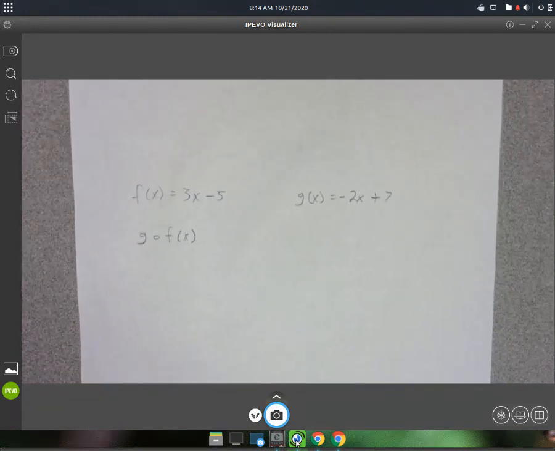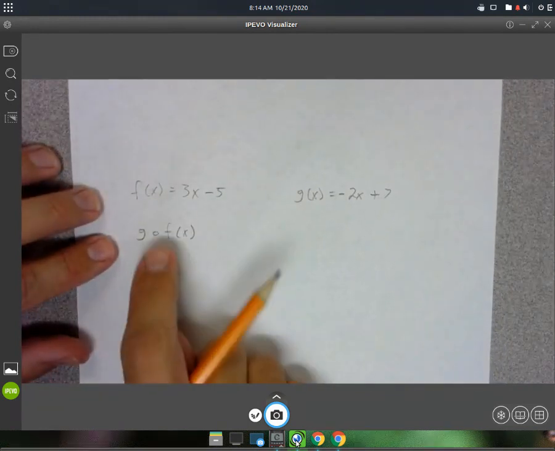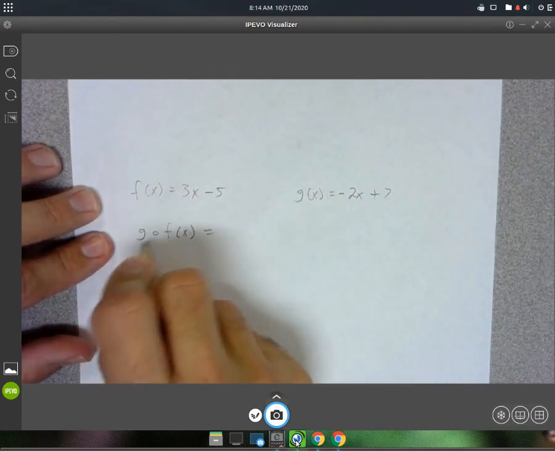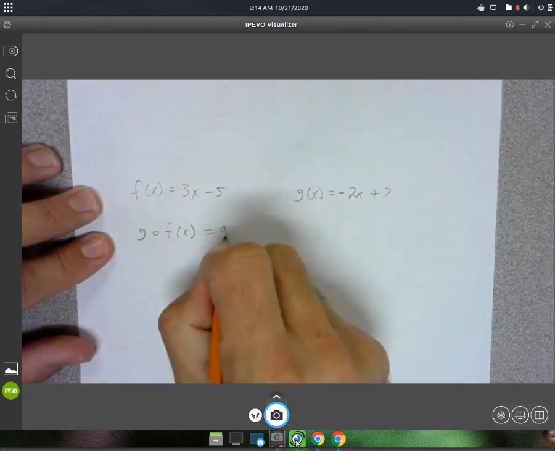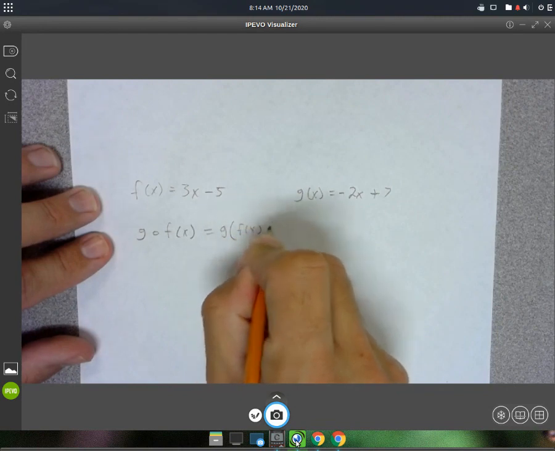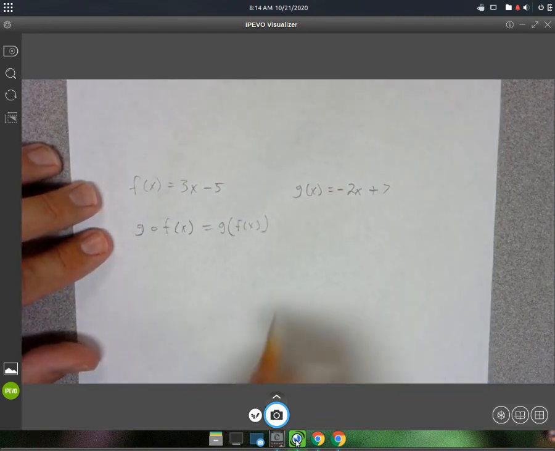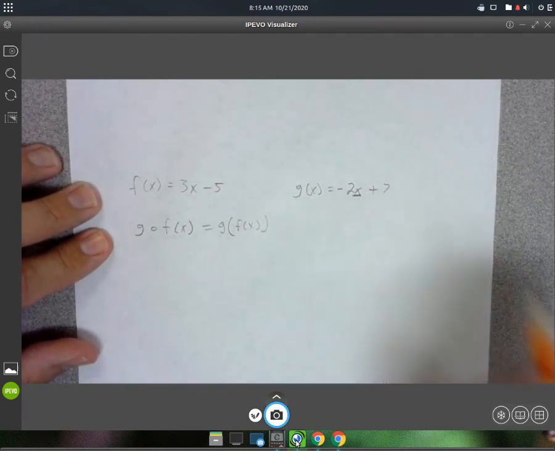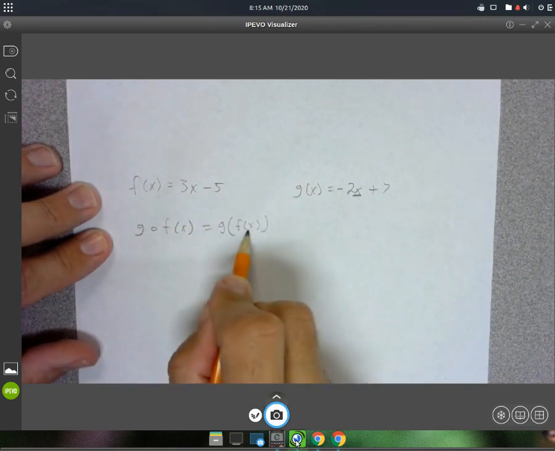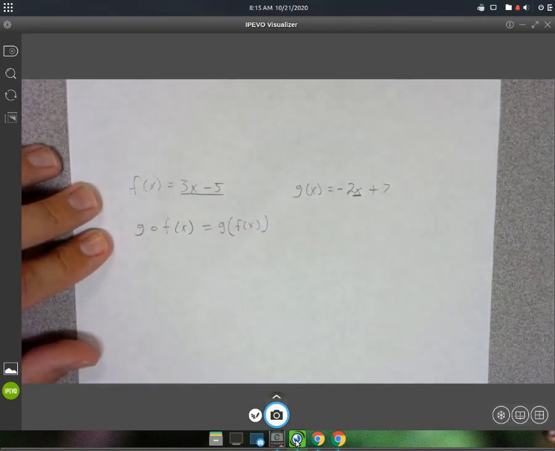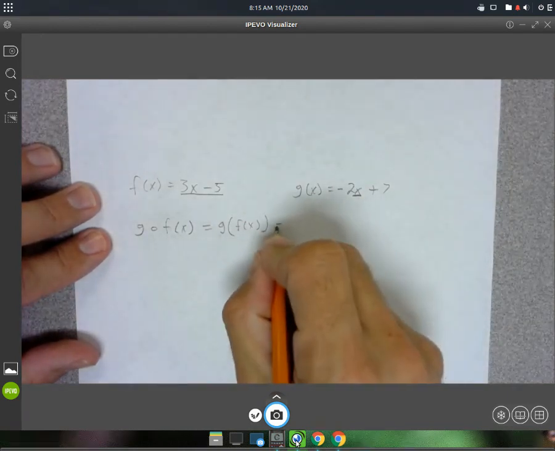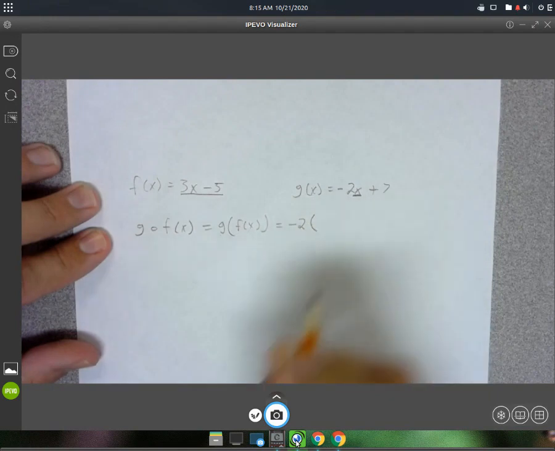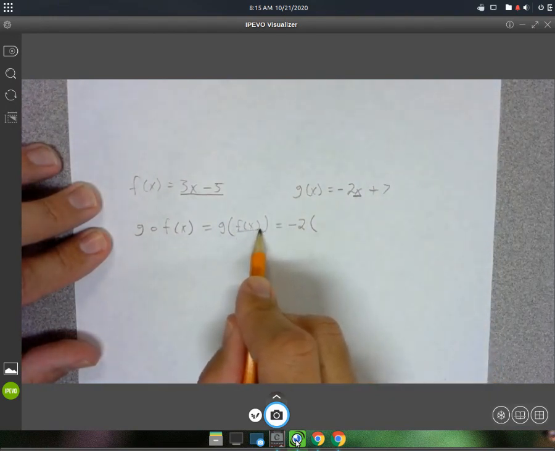Okay, let's try another one here. This time, if I rewrite that, instead of g composed with f of x, we'll just say g of f of x. So we're going to go up to the g function, but replace that x with f of x, which is this whole 3x minus 5 mess. So it's going to start off with negative 2, and then instead of an x, we're putting this whole f of x in.